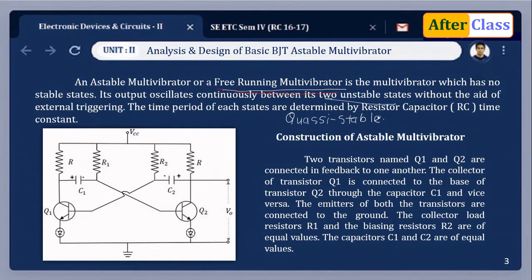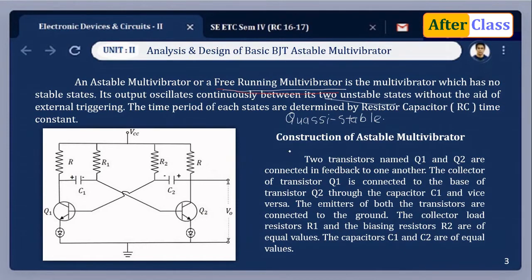Now, if we try to understand the working of monostable or bistable multivibrators, these multivibrators require an external source of triggering. For example, in case of monostable, you require one trigger pulse to change the state from one stable state to another quasi-stable state, whereas in case of bistable multivibrator, both the states are stable states, so you require two triggering pulses to switch the states in between.